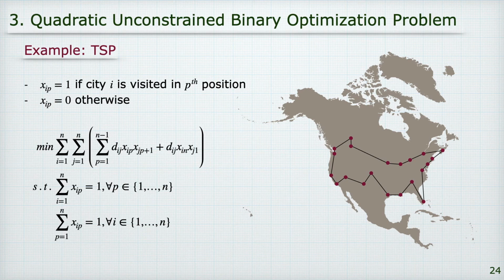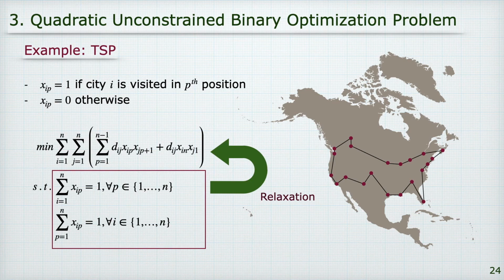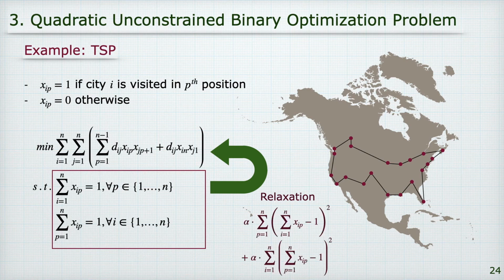And our two constraints simply state that every city must be visited once and every position is filled once. If we want to transform this model into a QUBO model, we need to relax these constraints and add them as penalties directly in the objective. For that, we need a penalty coefficient alpha that is sufficiently large to make sure infeasible solutions can't be optimal. And so we can model many optimization problems as a QUBO model like this.